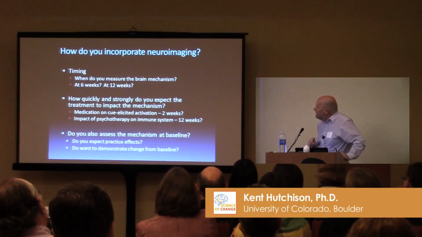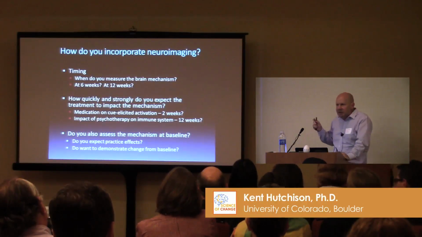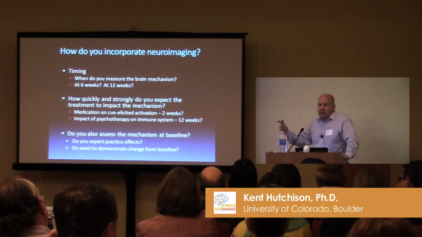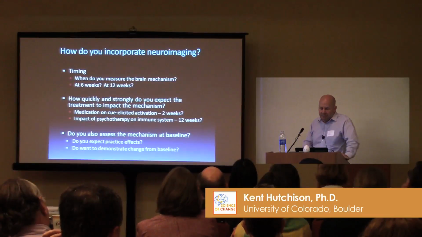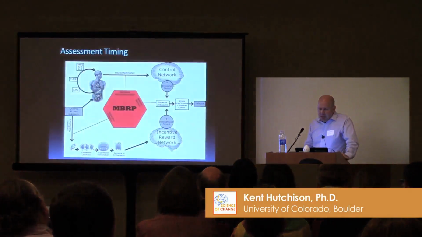What you think is happening in terms of how the treatment is impacting the mechanism. So some other important issues here is whether or not you do the neuroimaging also at baseline. So you're going to look at change from baseline. Are you going to try and just do it in the middle of the trial? How's that going to work? These are all important pieces, and it really depends on your theoretical model.